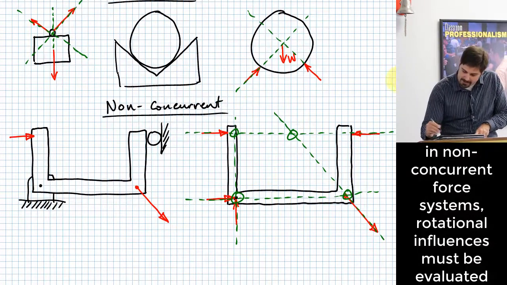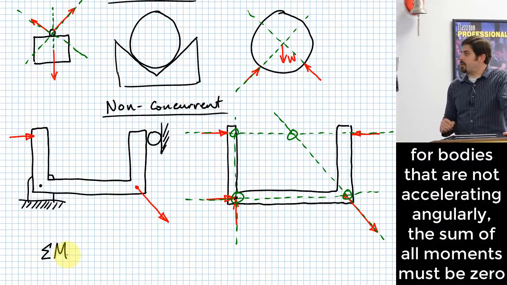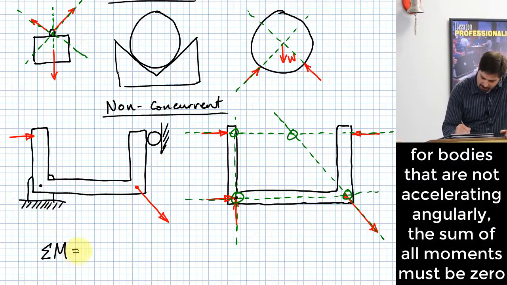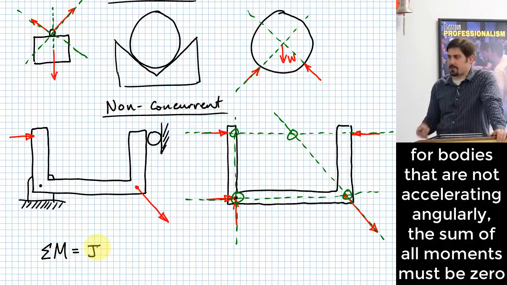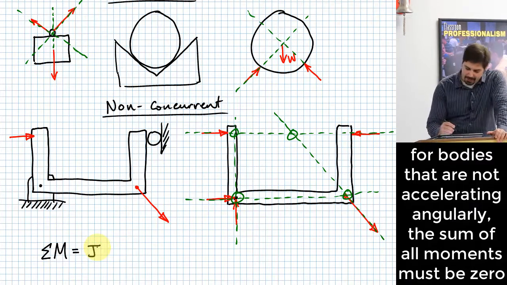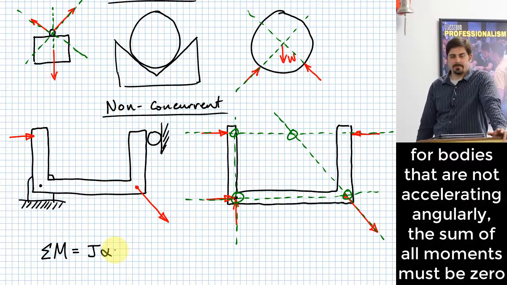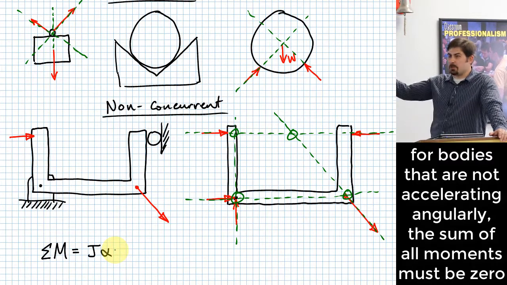But what we can say about these is that if we sum up all of the moments acting on a non-concurrent force system, there is a version of Newton's law that is used for rotation. It basically says the sum of all moments has to be equal to the polar moment of inertia, a letter that's used for that a lot of times is J, multiplied by, what do you think alpha might be? What was Newton's second law when we were dealing with translational movement?